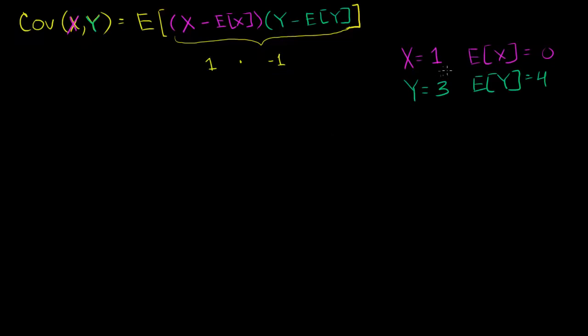If they both go up together, they would have a positive covariance. Or if they both go down together, and the degree to which they do it together would tell you the magnitude of the covariance. Hopefully that gives you a little bit of intuition about what the covariance is trying to tell us.